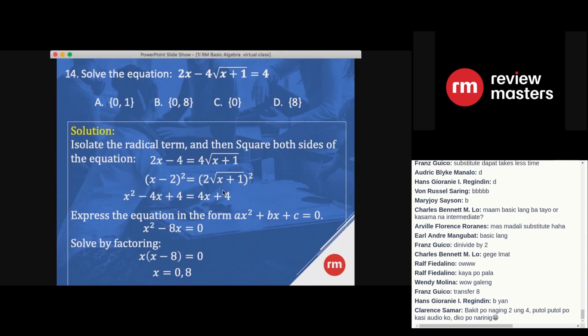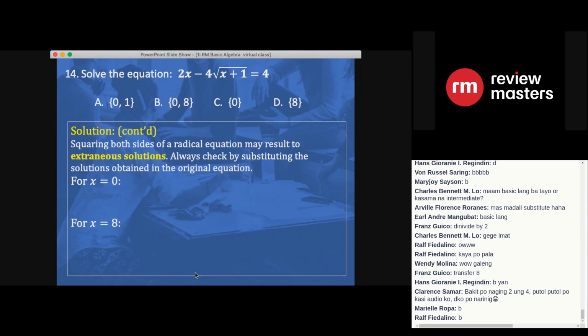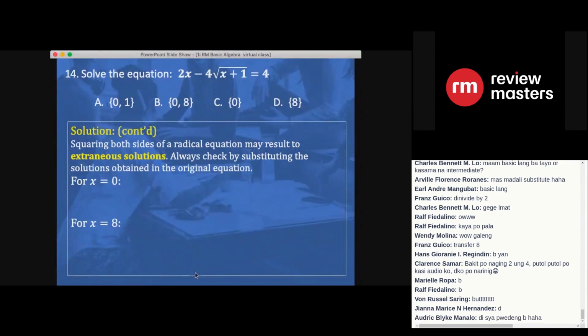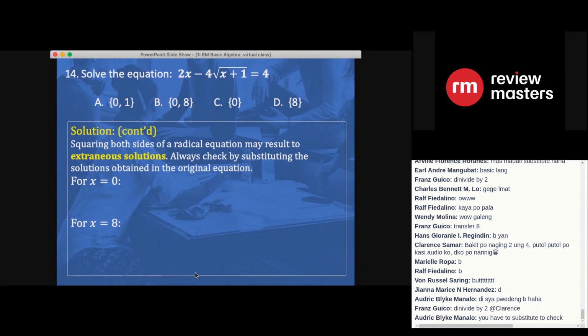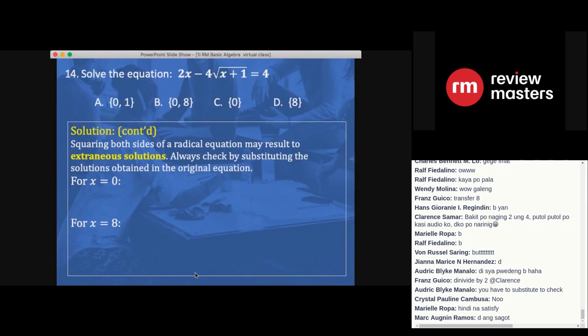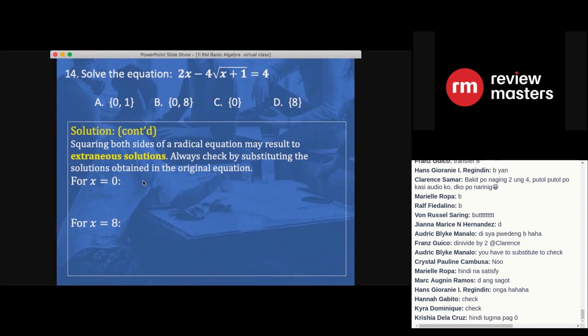We have to substitute 0 and 8 into the original equation, because we are looking for a possible extraneous solution. What is an extraneous solution? It is one that appears as a solution when you solve, but when you substitute it into the original equation, it does not become true. That is why you have to substitute each one.